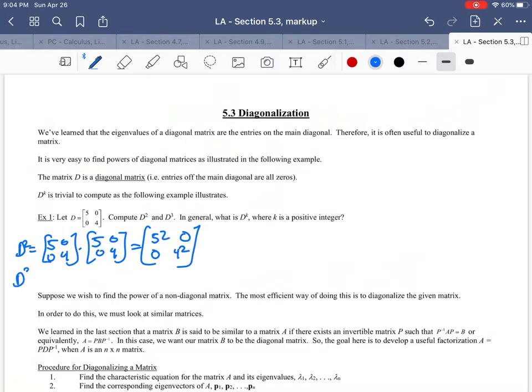So if we did D cubed, it would turn out very similar to that. We would get 5 to the third, 0, 0, and then 4 to the third. So basically the formula is this. When we take that D matrix to a power k, we end up getting 5 to the k, 0, 0, and 4 to the k.